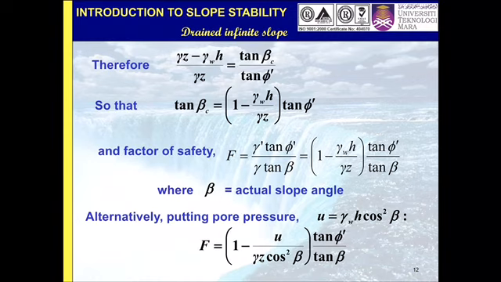To make a shortcut, from the equation, finally we get the factor of safety for the drained condition: gamma prime tangent phi prime over gamma tangent beta. Or you can put in the pore pressure in the equation, where u equals gamma water H cos squared beta. So the factor of safety is equal to this equation, a little bit longer.